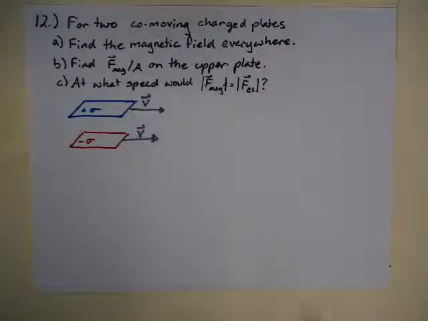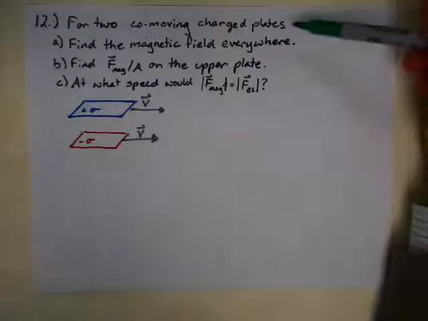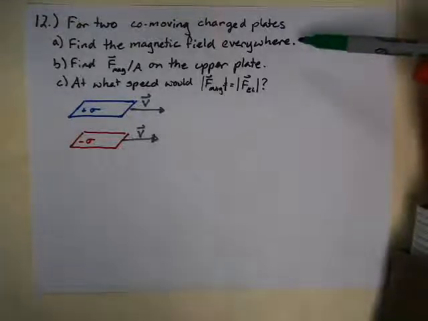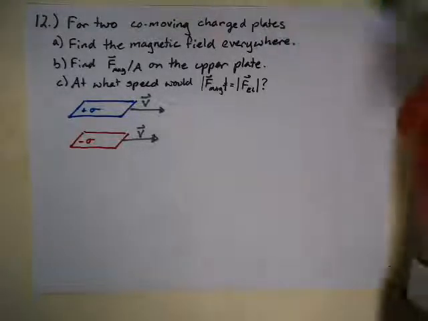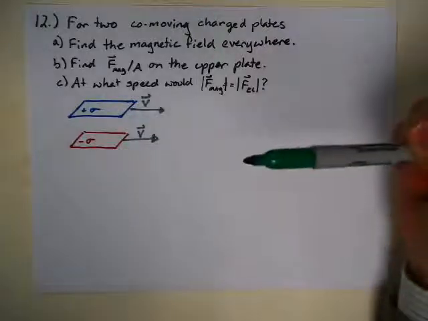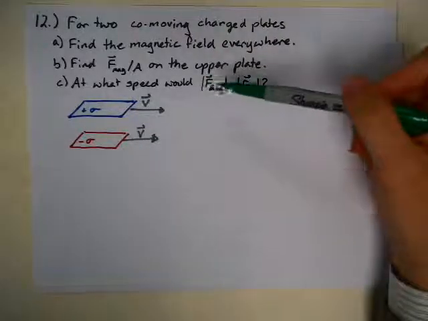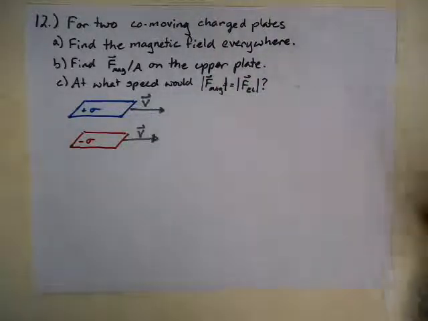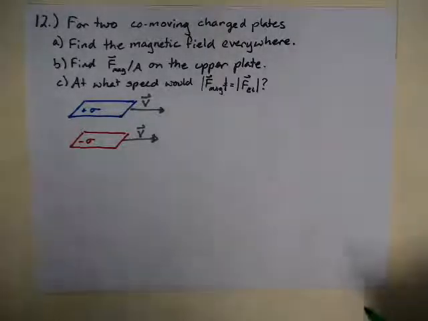Homework 2, problem 12. For two co-moving charge plates, find the magnetic field everywhere. Find the magnetic force on the upper plate due to the magnetic field of the lower plate, and at what speed would the magnetic force balance out the electric force? Those are the questions we're going to look at.